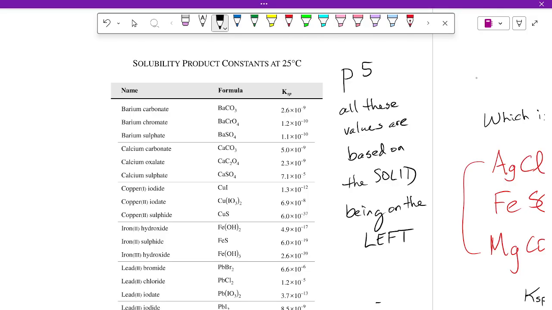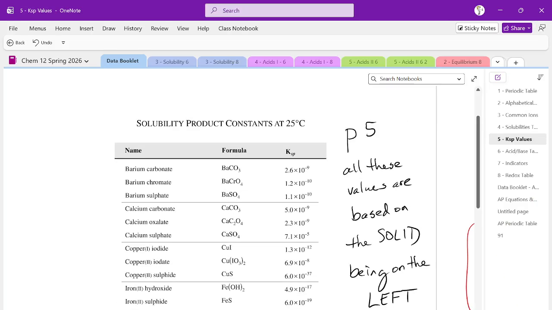What would we have to do with those values if we put the solid on the right? We would have to do the reciprocal, 1 divided by that. Okay, and that just sounds like more work than is necessary. So all of these have the solid on the left, so we don't have to do any 1 over nonsense. Okay.